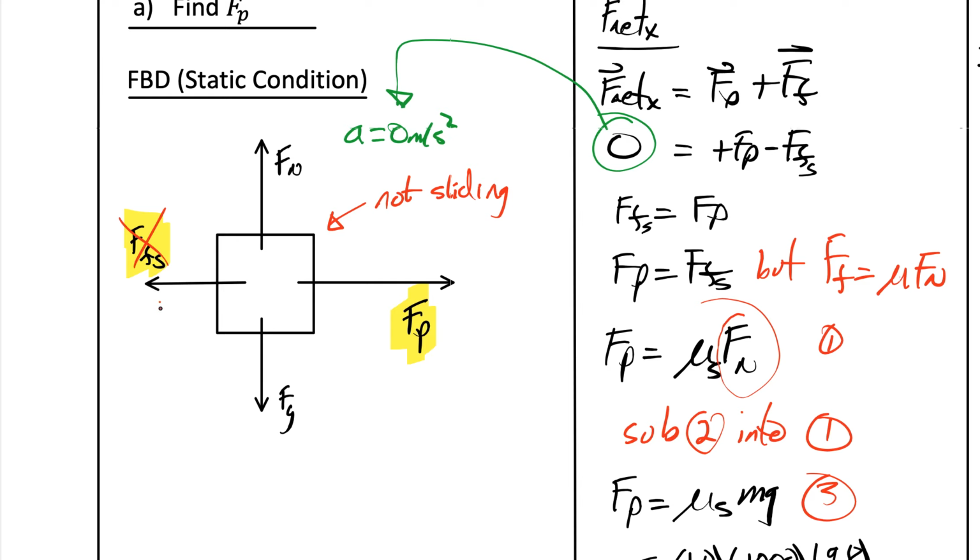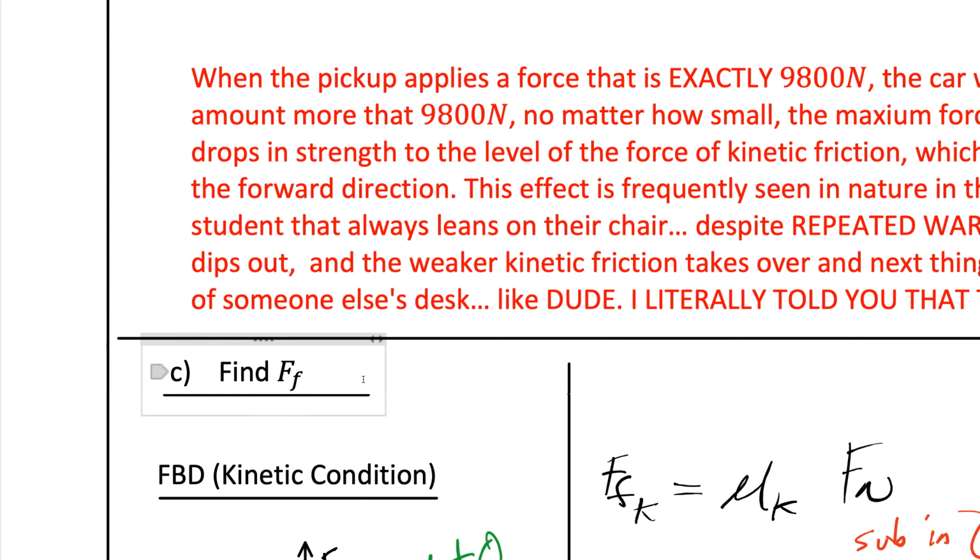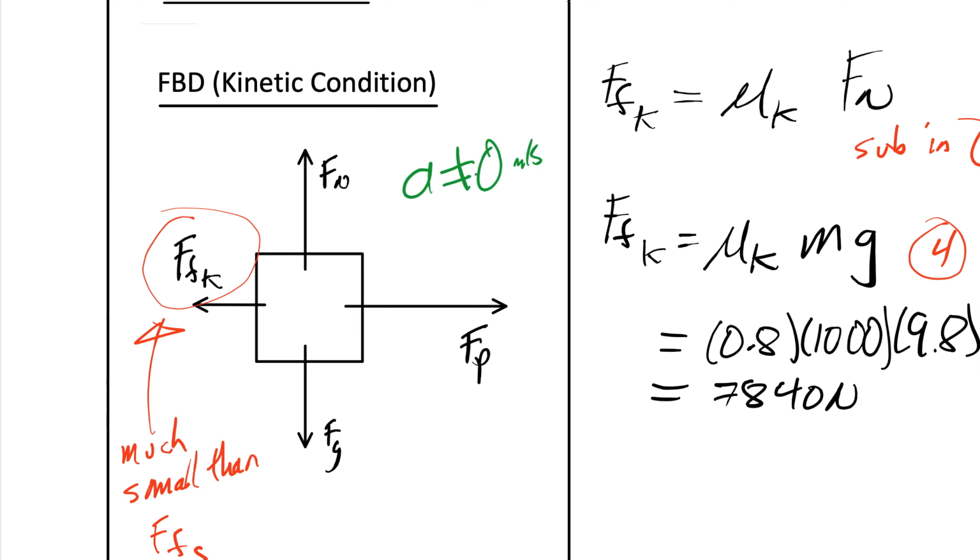So then this turns into the force of kinetic friction once it starts to slide, which now takes us to part C, where we're trying to find the force of kinetic friction. The acceleration is now no longer 0 meters per second squared. The acceleration is in the positive direction. This implies we have sliding.